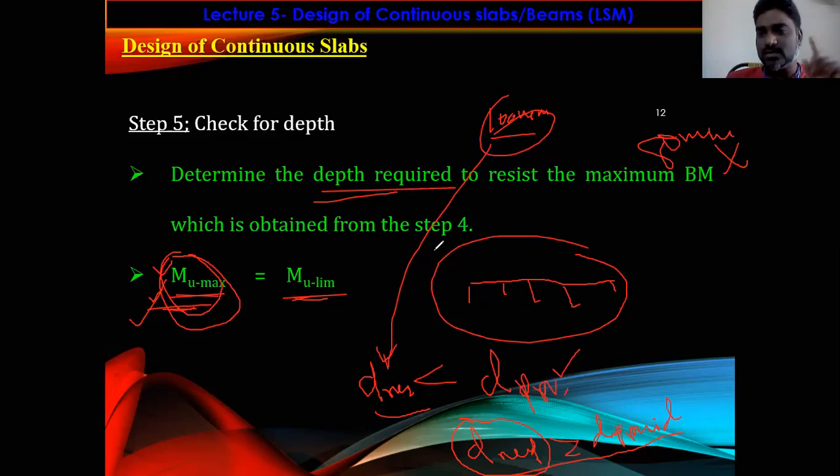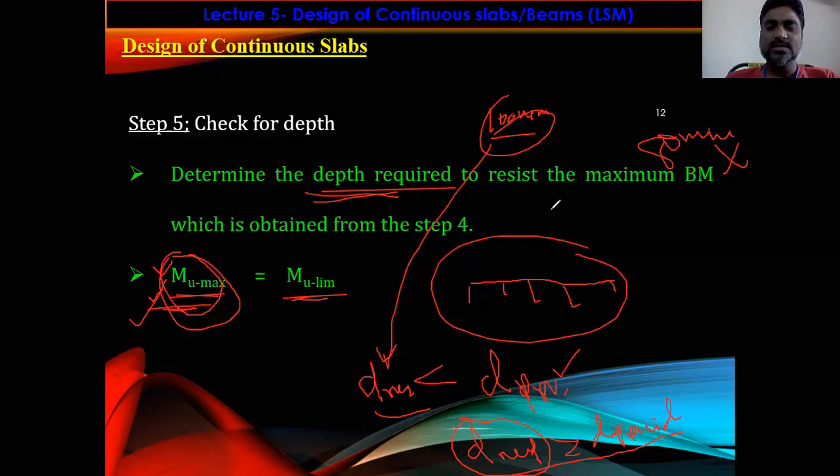So that means you have to go to your first step, where we have assumed the dimensions of the member or slab. Then again you need to calculate the effective span, because if the D changes, the dimension changes, then the effective span will change and loads will change. If loads change, then the bending moments and shear force will change. Then again you need to calculate everything, and after that again check whether your D required is less than or equal to D provided or not.